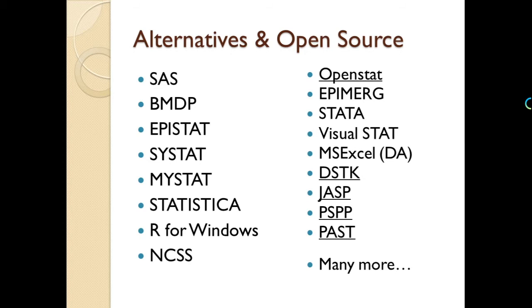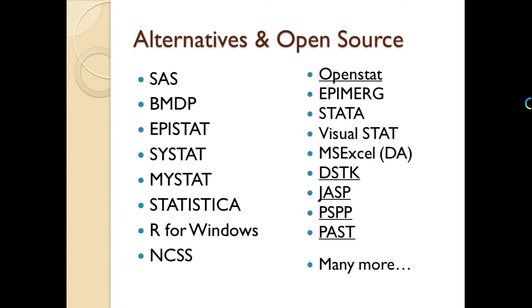BMDP is very popular in medical research. Epistat is used in epidemiology, for example, to study how a pandemic like coronavirus is spreading across the world. So they would use software like Epistat. Then another competitor is called Systat, MyStat. Statistica is very popular even today. And then of course IBM has its open source software called R for Windows.